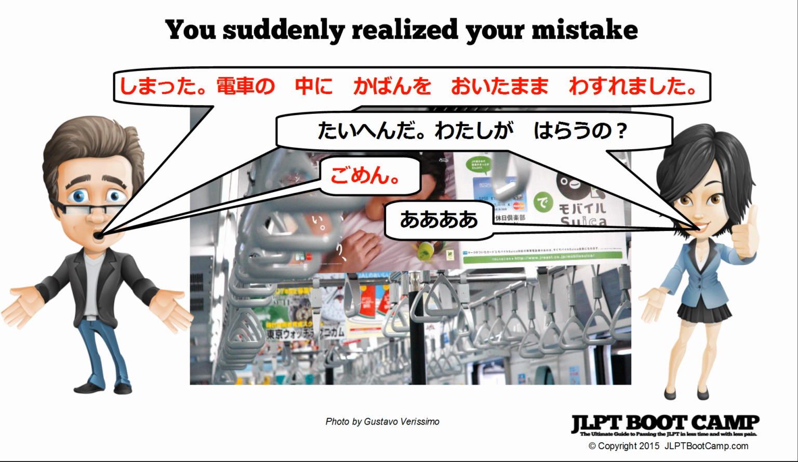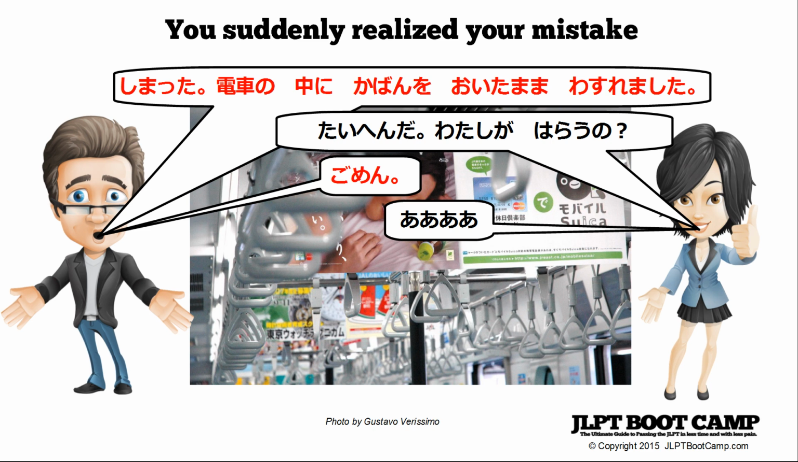So shimatta, we learned last lesson, is basically a way to say like, oh shoot, oh darn, I've done something regrettable. And densha, of course, is train. No is the possession particle. Here it's kind of being used to describe what kind of naka, what kind of inside are you talking about. So ni is the in, on, at particle. So in the train. Kaban is bag.